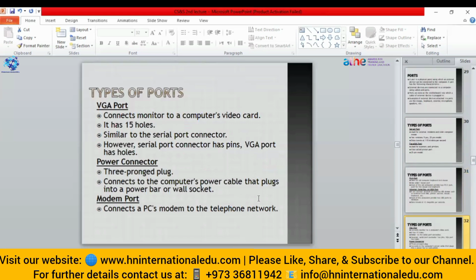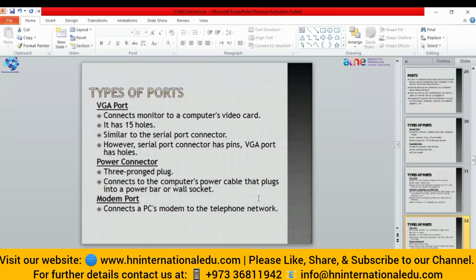VGA ports connect the monitor to the computer's video card. It holds 15 holes, similar to the serial port connector. However, the serial port connector has pins, but now we are using holes. And in the switch, we are using the pins. Power connector: the three-pin plug connects the computer's power cable. As we know, these power cables have three pins through which we can attach them.